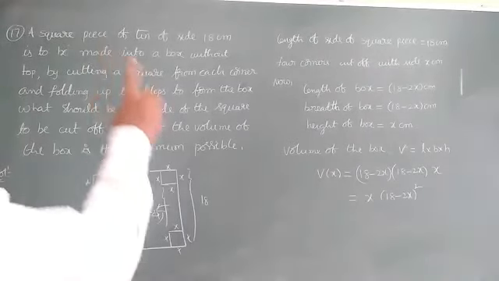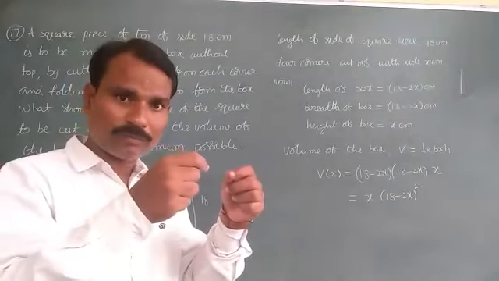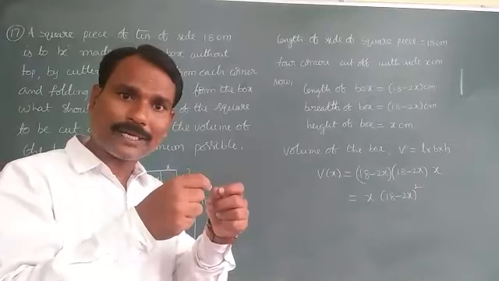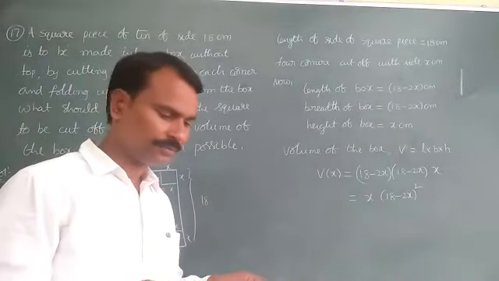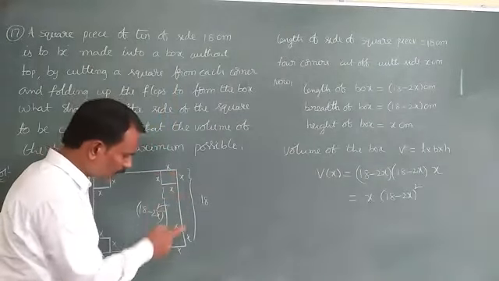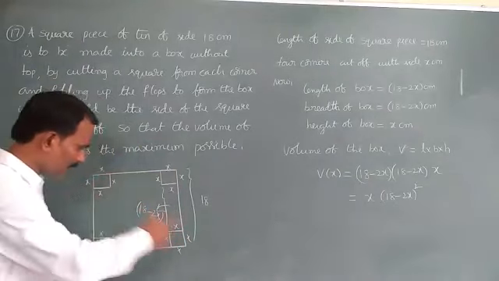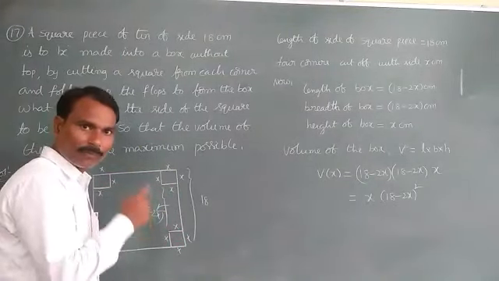Finally, the total question, if you read it, means take one white sheet, not in rectangular shape. Take a square shape white sheet or any sheet. The length is 18 centimeter. Length of a square means this side and this side and this side and this. So the square's four sides are 18.